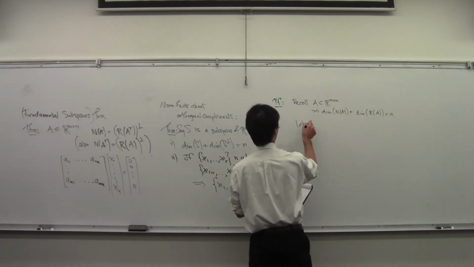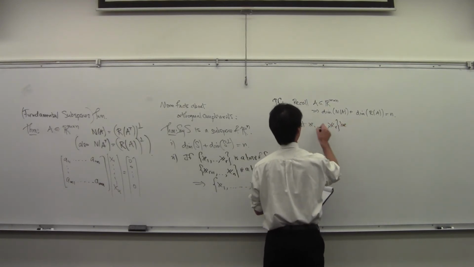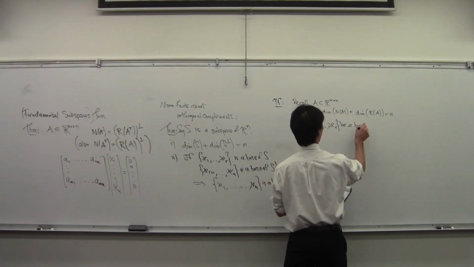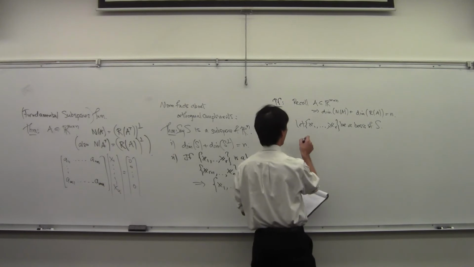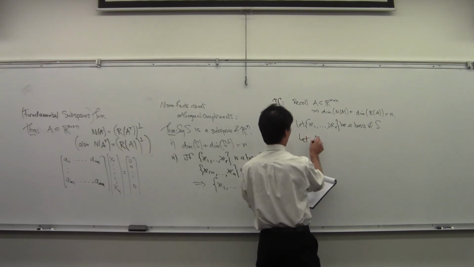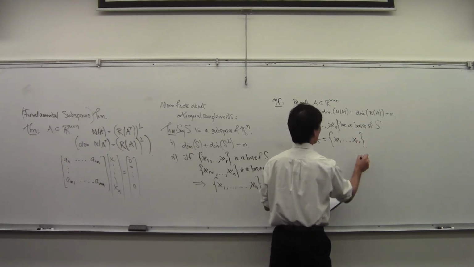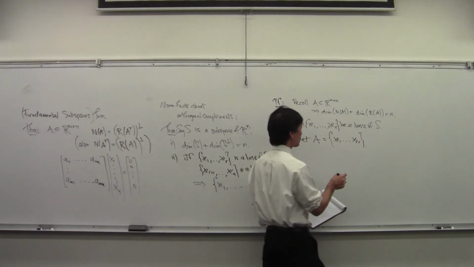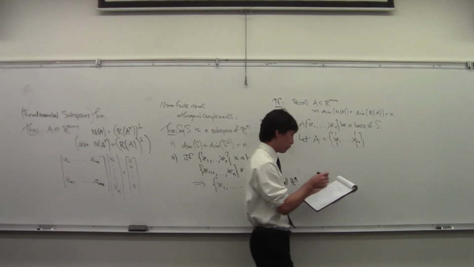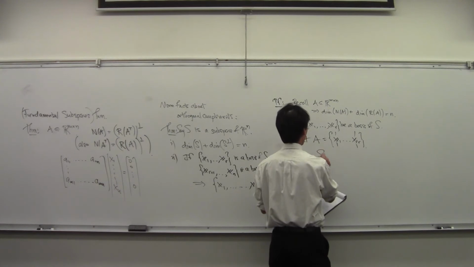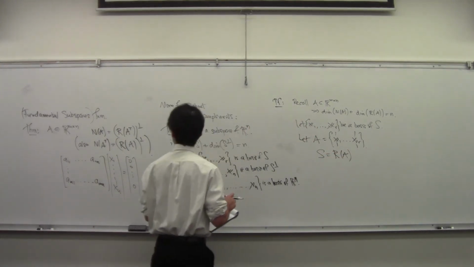So let x1 through xr be a basis of S. Great, right? And then make a matrix out of it. Then let A be the matrix where these guys are the columns. Okay, then of course, S is the range of A.